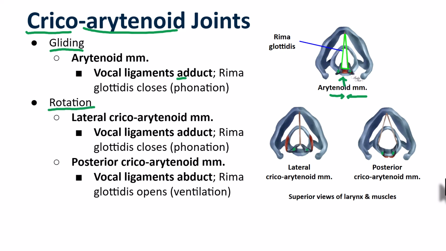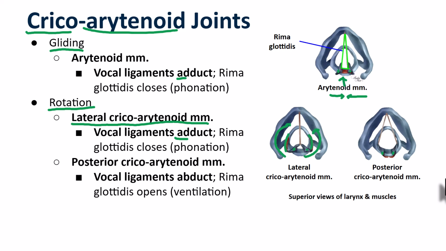Another type of movement possible at these joints is that of rotation. Now, there are two different sets of muscles which are capable of two different directions of rotation. There are the lateral cricoarytenoid muscles. The lateral cricoarytenoid muscles are between the lateral aspect of the cricoid and the muscular processes of the arytenoid. So when they contract, they are going to rotate the vocal processes inward. So they will adduct the vocal ligaments. So again, closing the rima glottidis, putting it in a position for phonation.